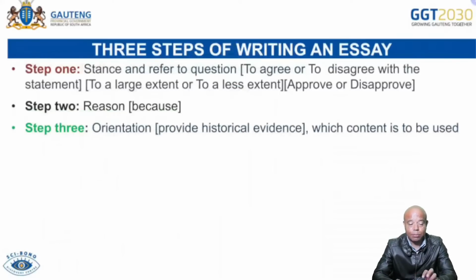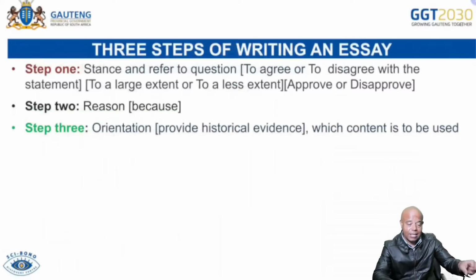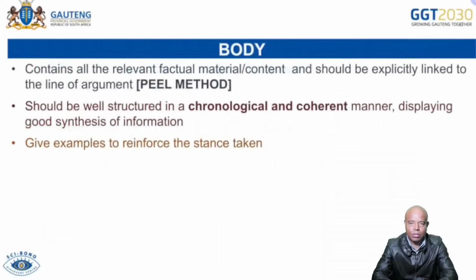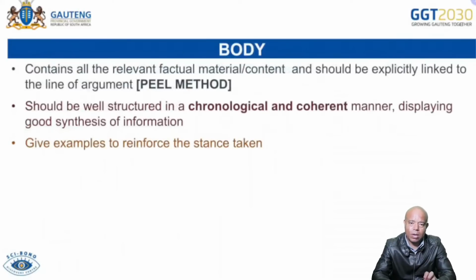Then step two, reason. Like I said, the reason is the content, so you must know the content to provide the reason. So, two examples of the reason. Then three, orientation. Which content will be utilized to answer this particular question? Now, the body. Remember, it's introduction, then body. Your body must have relevant factual information. So it must be relevant and it must be factual. And you must utilize the PEEL method.